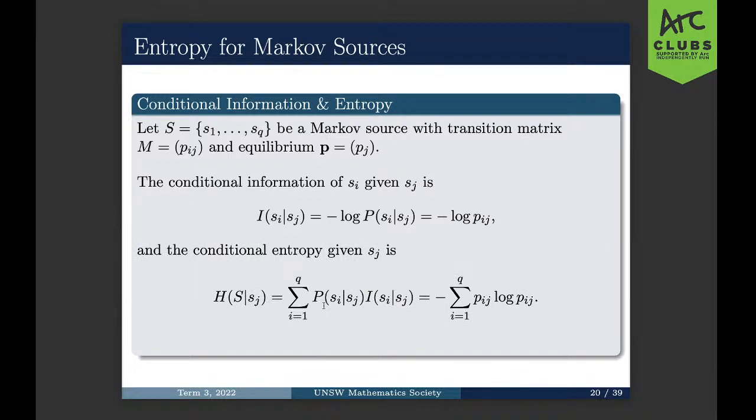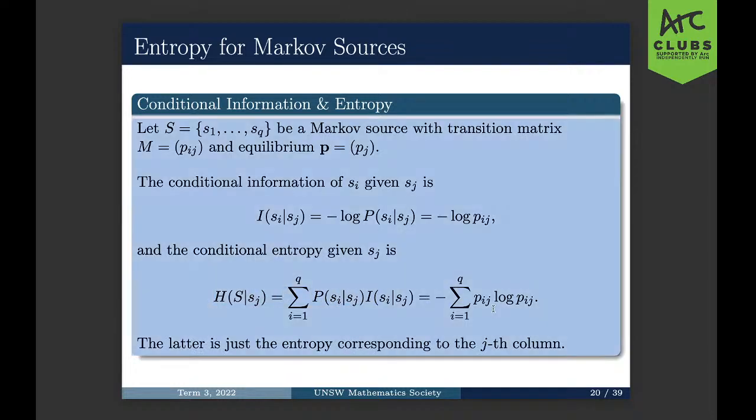And the conditional entropy is the weighted sum of the jth column. So this thing here, you look at the jth column probabilities of the transition matrix, and find the entropy of that.